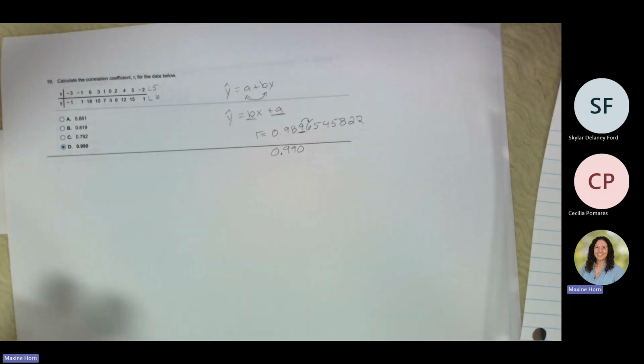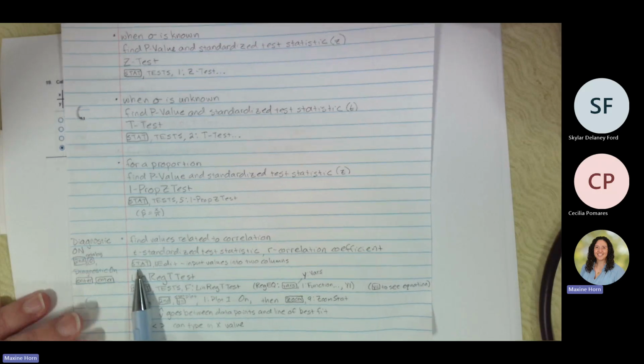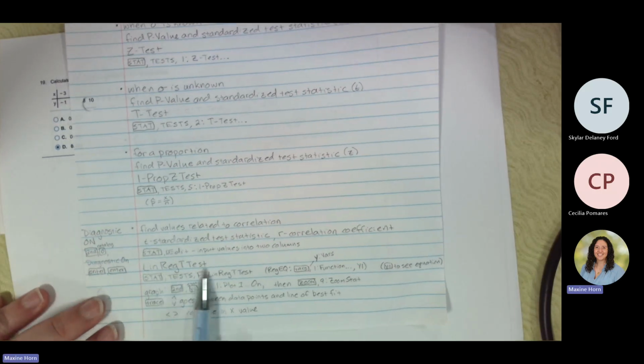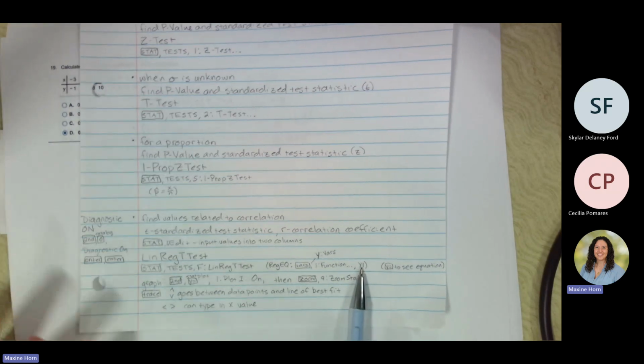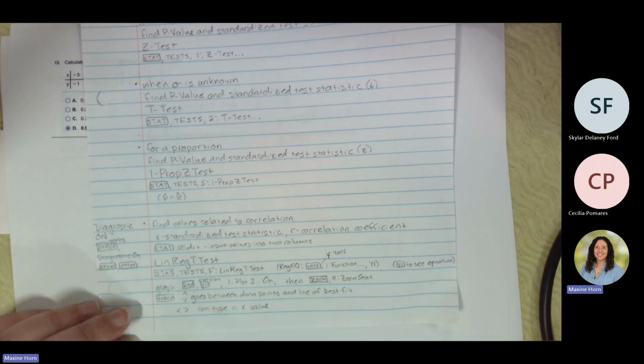So that's how we find the correlation coefficient: we plug the data into stat, edit. Then we go to our linear regression t-test, which is stat, test, all the way down to F. If you want, you can tell it where to put that equation, but if you're not worried about it for that particular problem, you don't have to. You can just go stat, test, linear regression t-test, plug in what you have, and then hit calculate.